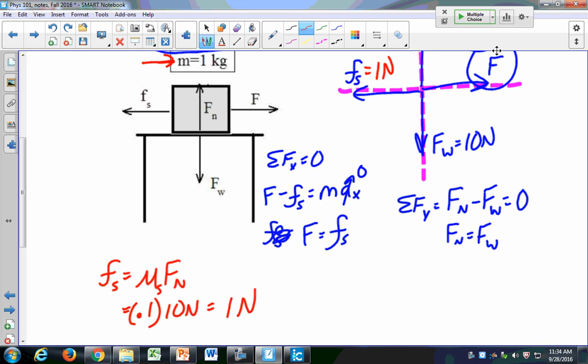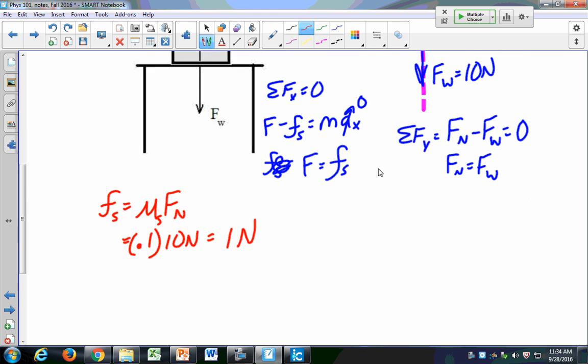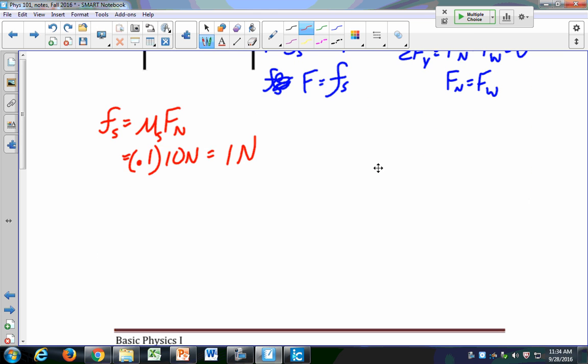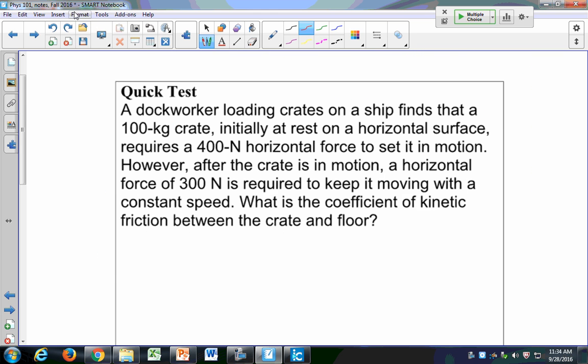Okay? Another example of a type of problem that you could have on the test on Wednesday. Let's try this problem.